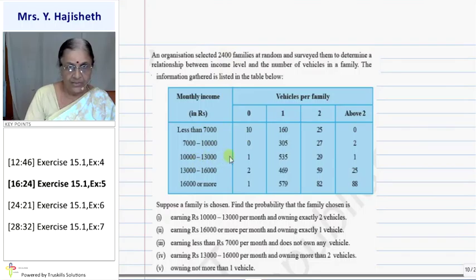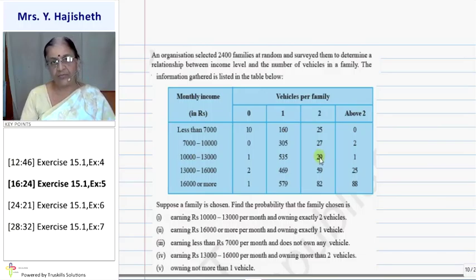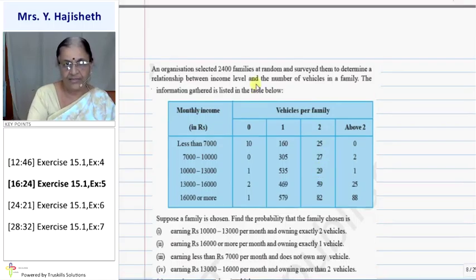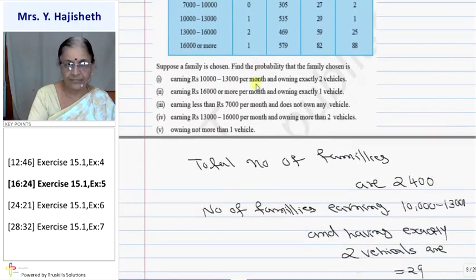$10,000 to 13,000 and going ahead, stop at exactly 2 vehicles. So 29 families have an income group of 10,000 to 13,000 and the number of vehicles is 2, so 29 families. Okay, did you understand how to get the data?